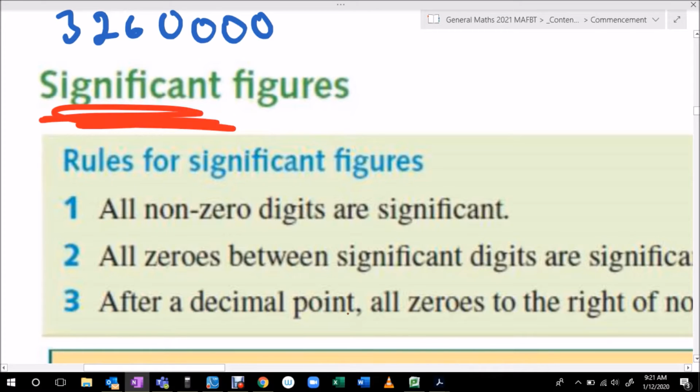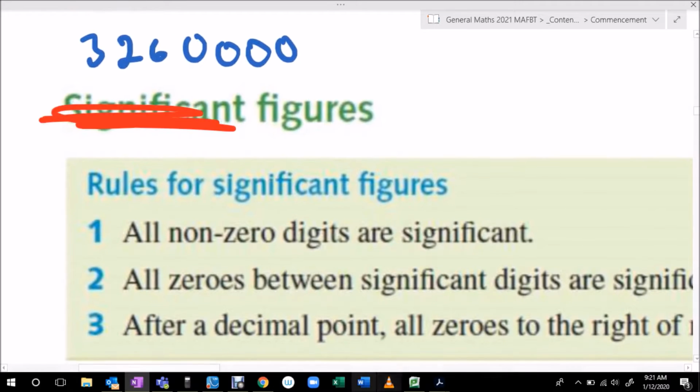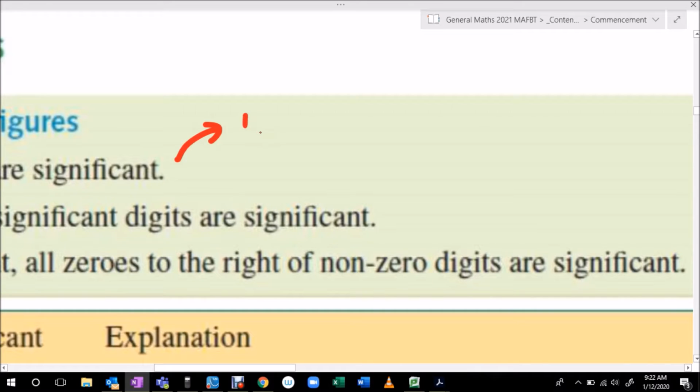So what is an important number? Here are some rules. An important number is any number that's not a 0. Let's start off with that. An important number is all numbers that are not 0. So, for example, the numbers that are not 0 are 1, 2, 3, 4, 5, 6, 7, 8, and 9. They're all not 0, so all these numbers are considered to be important or significant.